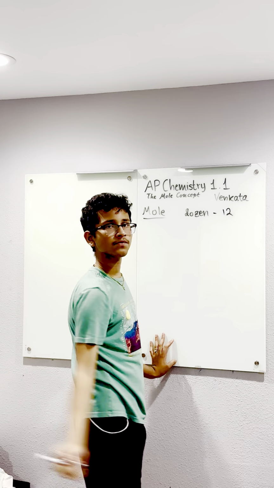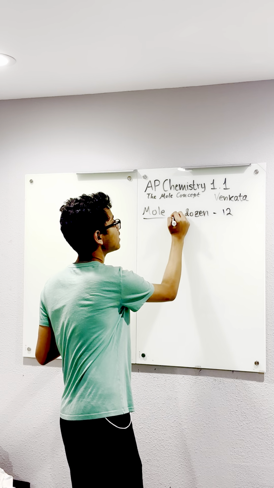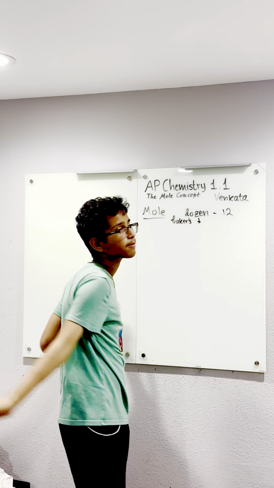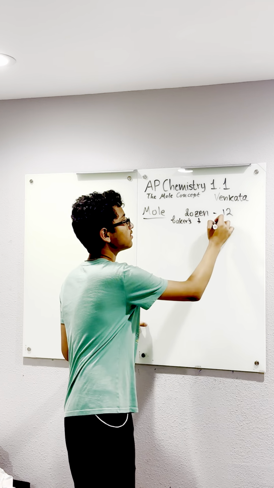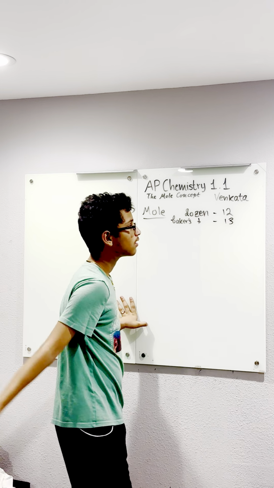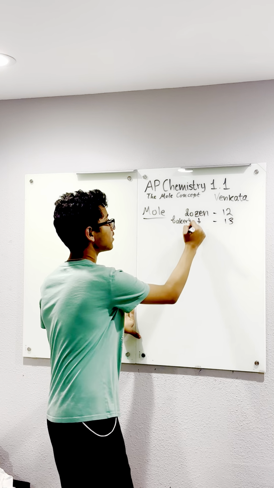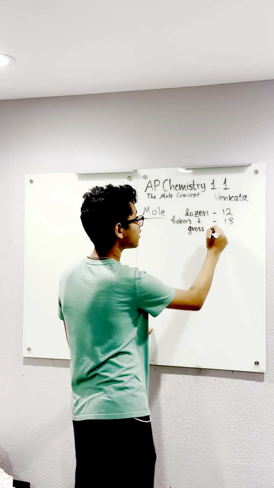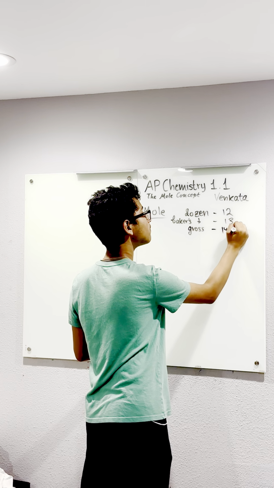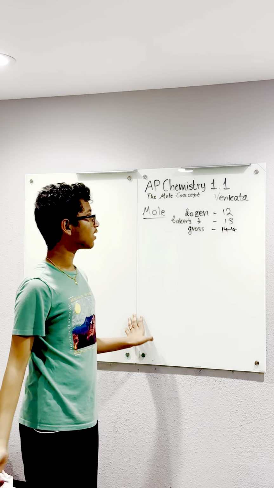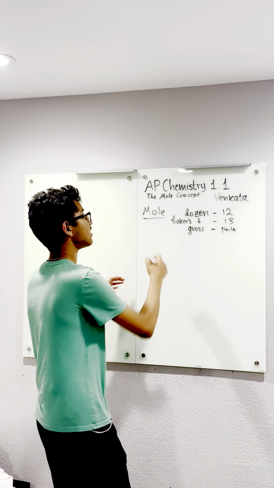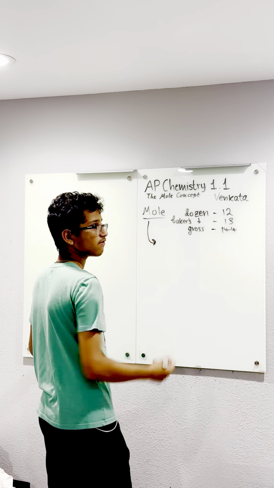12 eggs. And similarly, if I asked you to bring me a baker's dozen of cupcakes, for example, you would bring me 13 cupcakes. And if I asked you to bring me a gross, for example, of paper clips, you would bring me 144 paper clips. A mole is no different than these numbers. What it just symbolizes is a specific number of things.